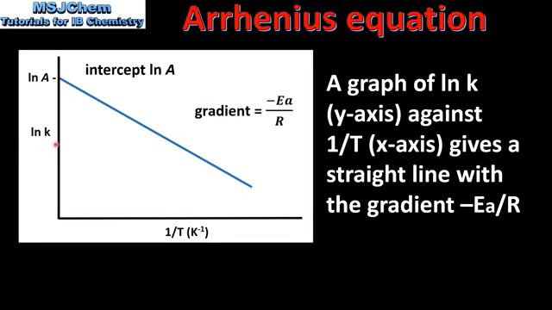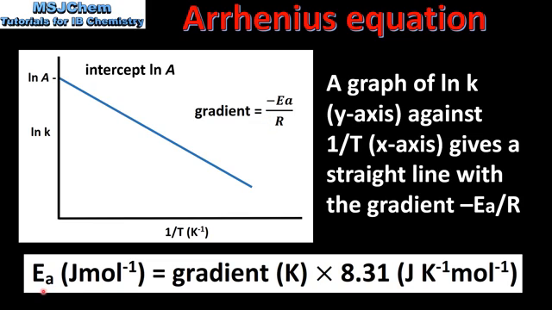So here we have a graph of ln k on the y-axis against 1/T on the x-axis. As you can see, this gives a straight line with the intercept ln A on the y-axis and a gradient of -Ea divided by R. So the activation energy in joules per mole is equal to the gradient of the line, which has the unit K, multiplied by the universal gas constant.